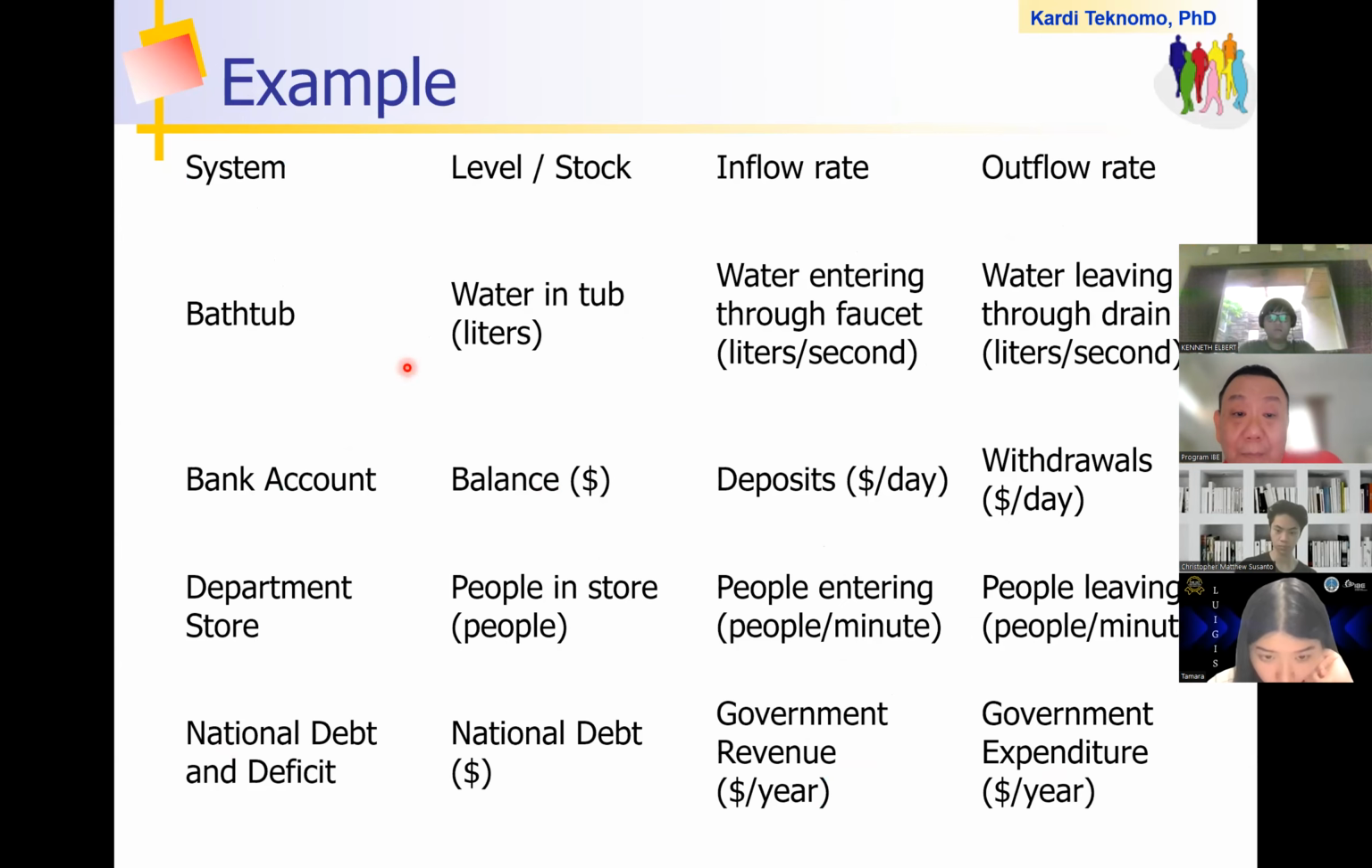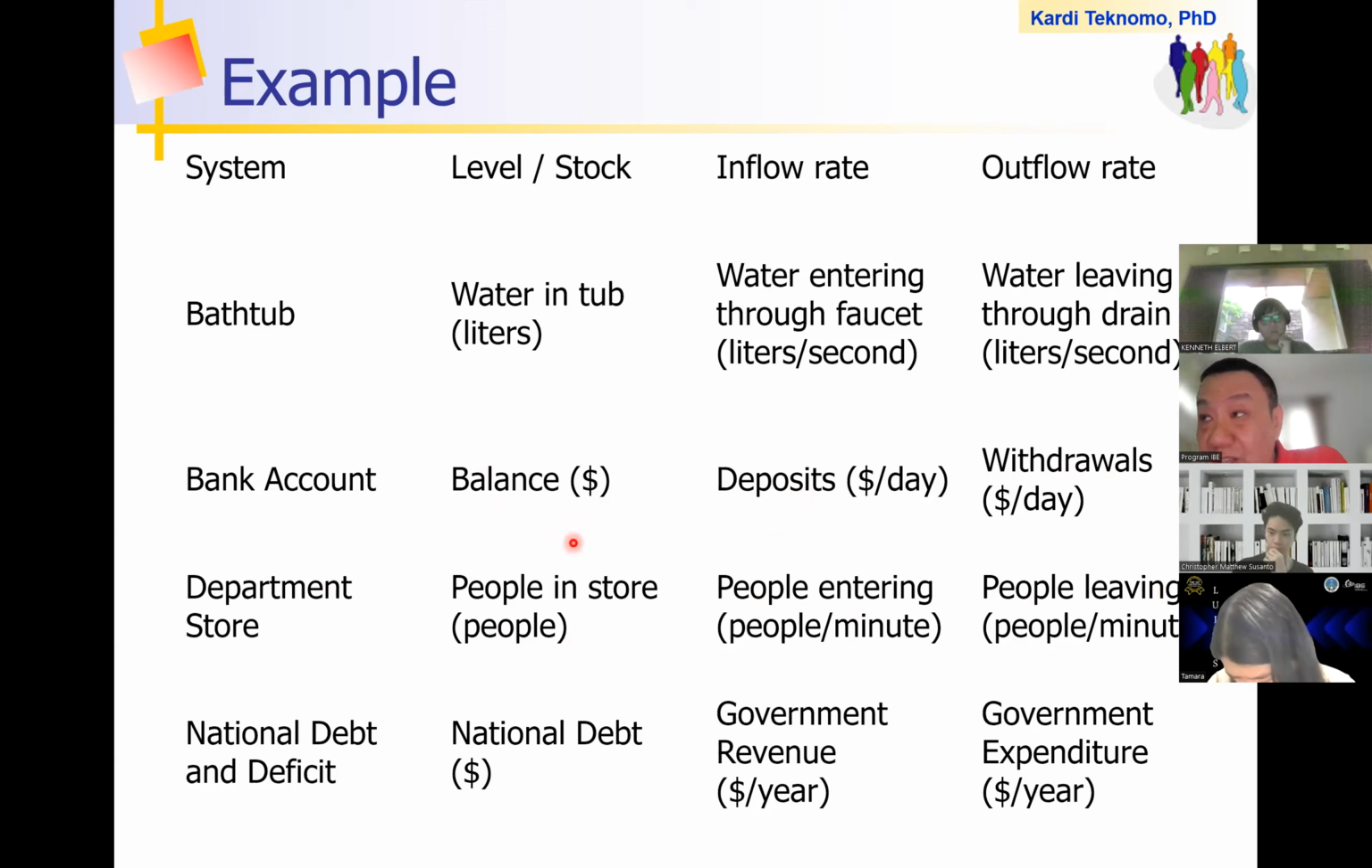Okay, these are examples of the systems. These are the level, and this is the inflow rate, and this is the outflow rate. In the bathtub, you have the water in the tub. Of course, the water will enter through the faucet and leave through the drain, right? In the bank account, the level will be the balance, and then the inflow will be the deposit, and the outflow will be the withdrawal, yeah? In the department store, the level will be the people inside the store, and then the people entering and people leaving the department store are the inflow rate and outflow rate. Is it clear or not?